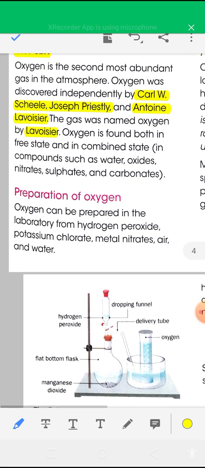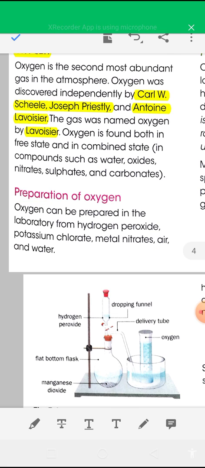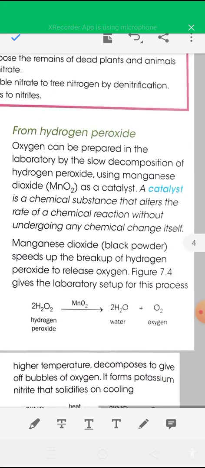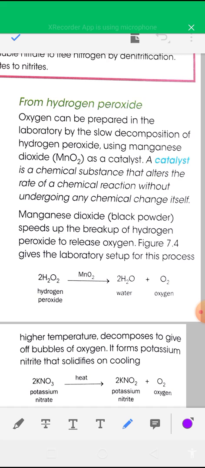Now the preparation of oxygen, O2. Oxygen can be prepared in the laboratory from hydrogen peroxide, potassium chlorate, metal nitrates, air and water. There are many methods of preparation of oxygen. So the first method of preparation of oxygen is from hydrogen peroxide.